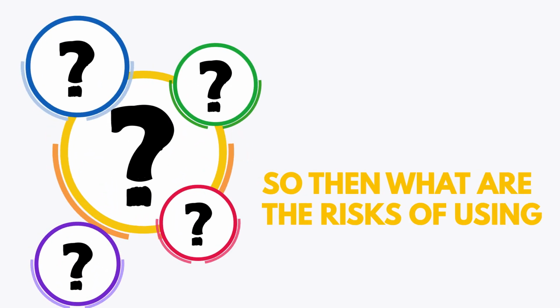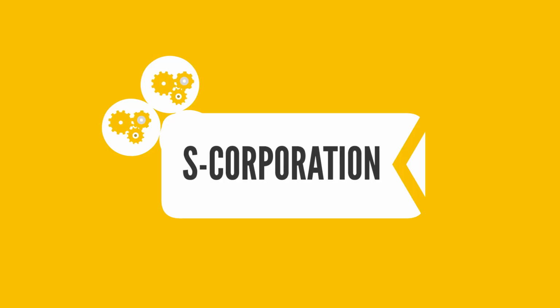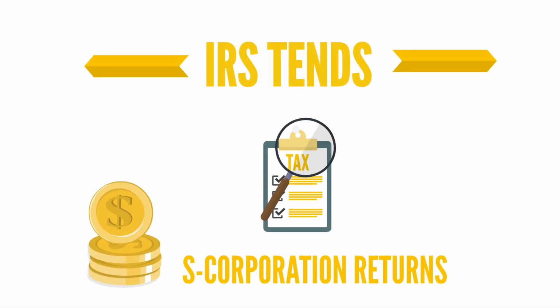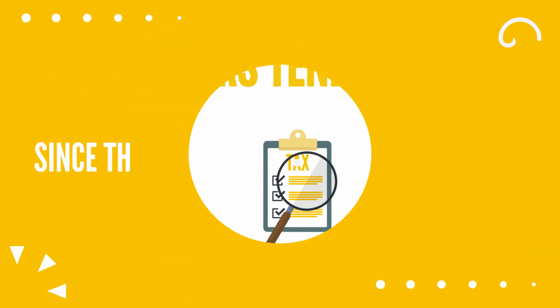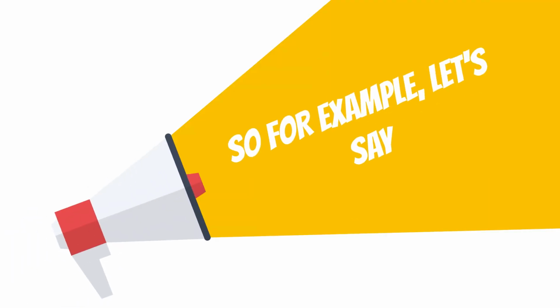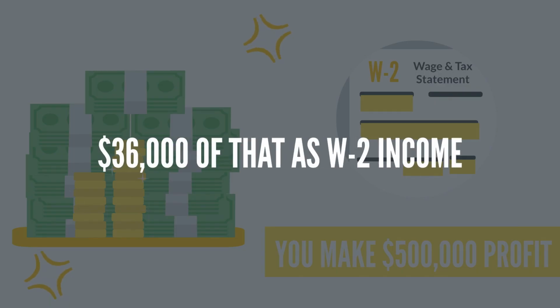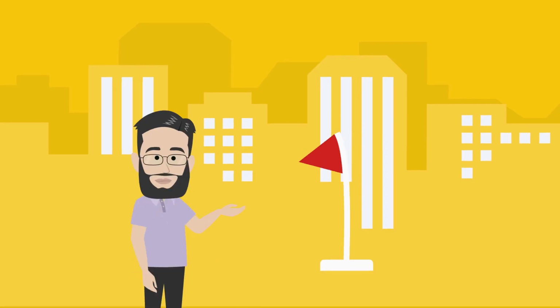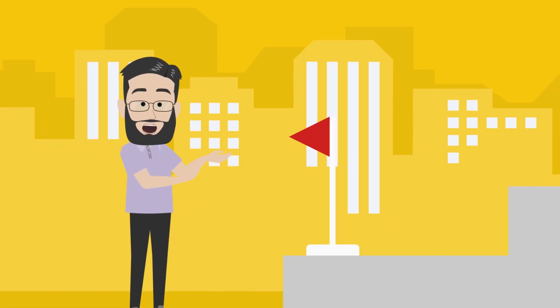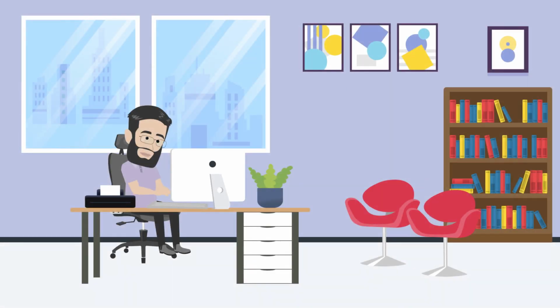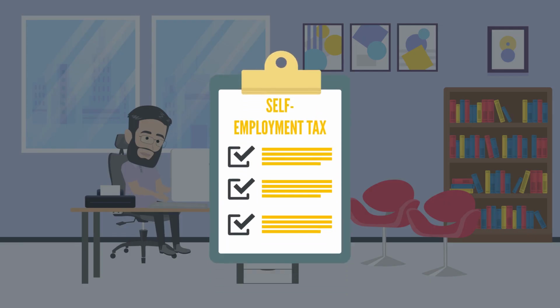So then, what are the risks of using an S corporation? The IRS tends to take a closer look at S corporation returns, since the potential for abuse is so large. So for example, let's say this time you make $500,000 profit in 1 year, but only designate $36,000 of that as W-2 income. That could raise a red flag, because then you would be avoiding way too much self-employment tax.